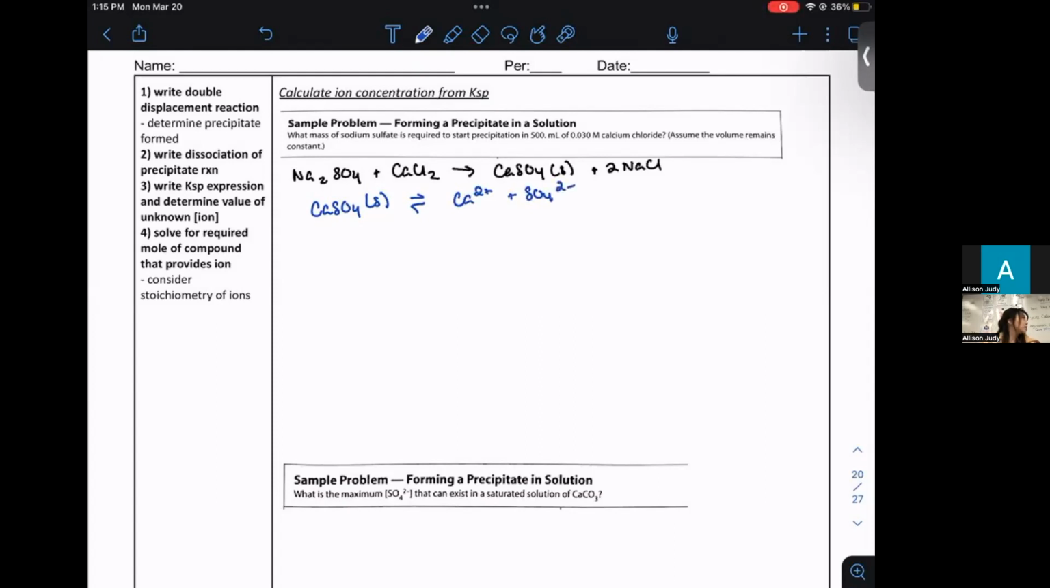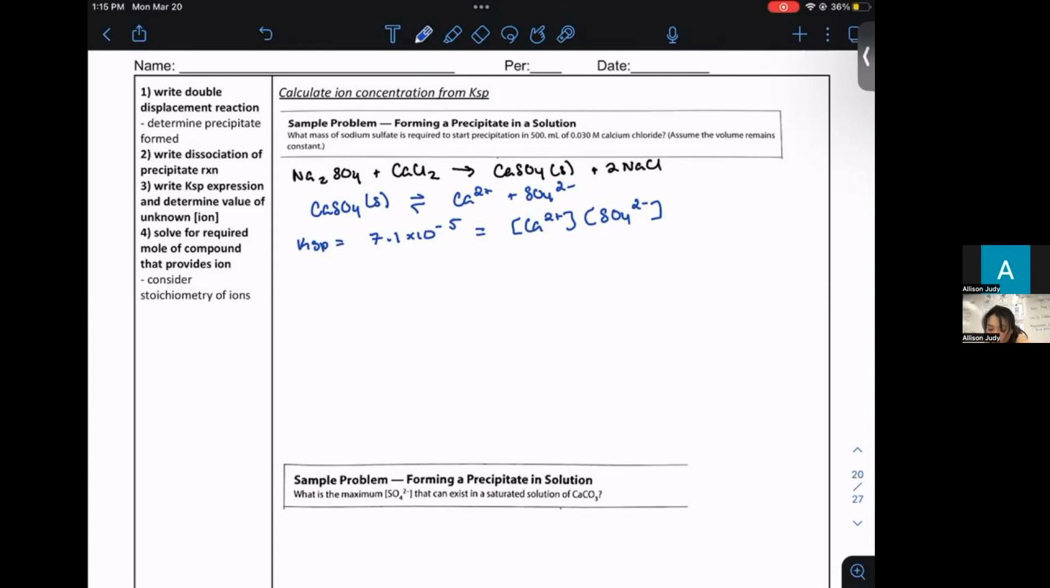And then you would have to find KSP, and you know that KSP is from the table. So you would find that KSP is 7.1 times 10 to the negative 5th, which is going to be equal to the concentration of calcium 2 plus multiplied by the concentration of sulfate 2 minus, and it's a 1-to-1 ratio. So you leave the exponential values as 1.